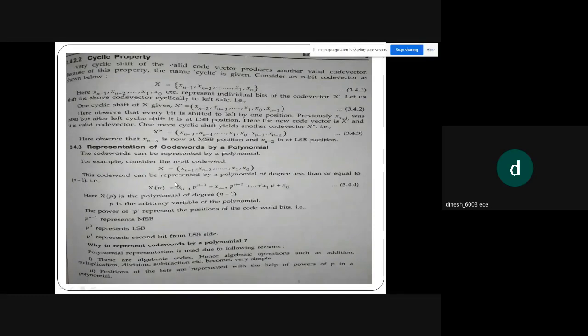The code word can be represented by a polynomial of degree less than or equal to n minus 1. So we can write X of p for the given transmitted code vector. The polynomial can be written as X of p is equal to x_{n-1} p^{n-1} plus x_{n-2} p^{n-2}, and it goes on till for x_1 it is p power 1, and for x_0 it is p power 0, so we write only x_0.